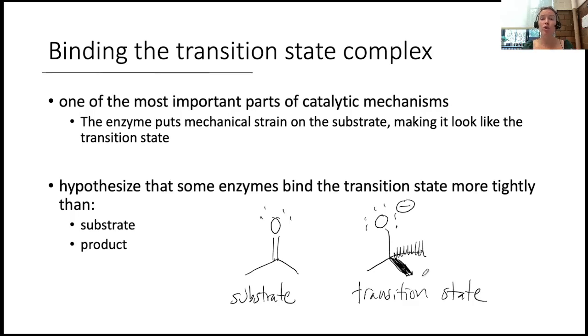Now, this would help push the reaction forward because the substrate already literally physically is looking more like the transition state. So this would lower the activation energy and push that reaction along. And it's hypothesized that some enzymes actually bind the transition state more tightly than either substrate or product because they make maybe more non-covalent interactions in that transition state.